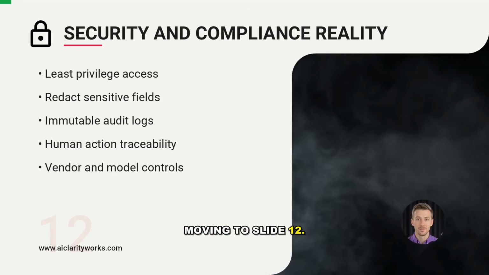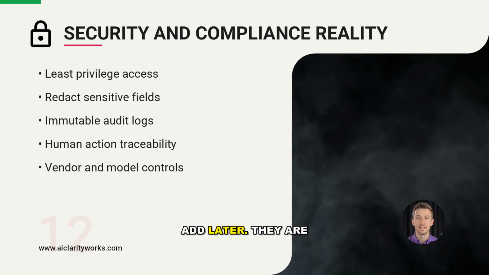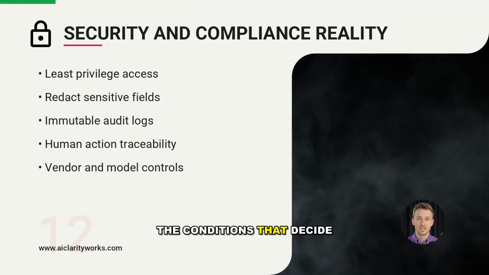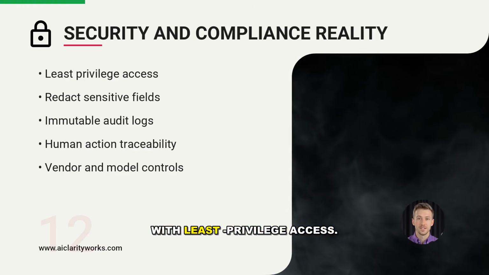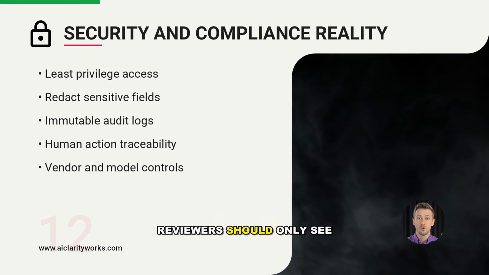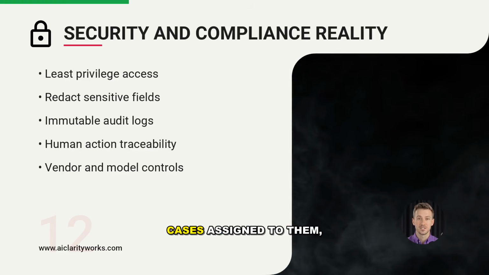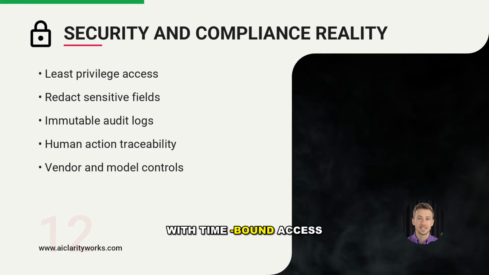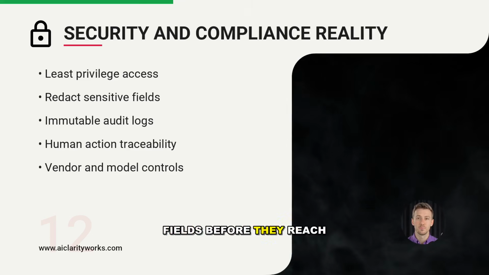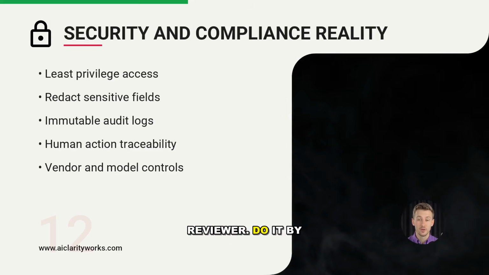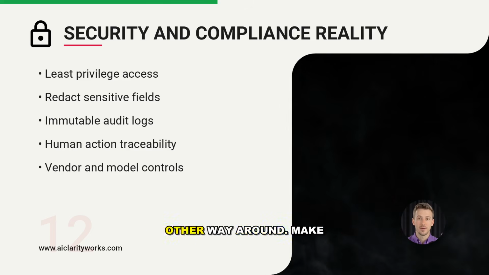Moving to slide 12. Security and compliance are not a checkbox you add later. They are the conditions that decide whether your system can operate at scale. Start with least privilege access. Reviewers should only see the minimum data needed to make a decision, and only for the cases assigned to them, with time-bound access when possible. Redact sensitive fields before they reach the model or the reviewer. Do it by default, then allow tightly governed exceptions, not the other way around.